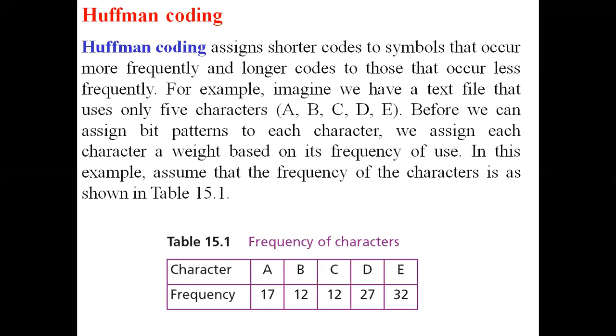So you can see A has occurred 17 times, B has occurred 12 times, C 12 times, D 27, E 32. So the major occurrences are of E and the least occurrences are of B and C. So we will give a smaller code to E and a larger code to B and C. Let's see how we are doing that.